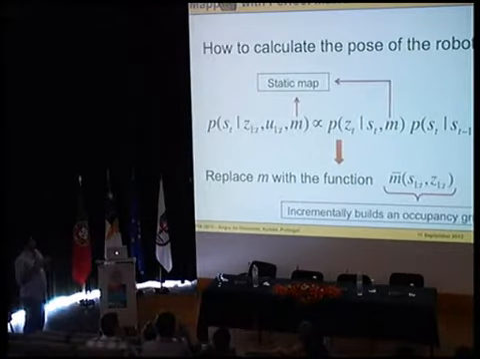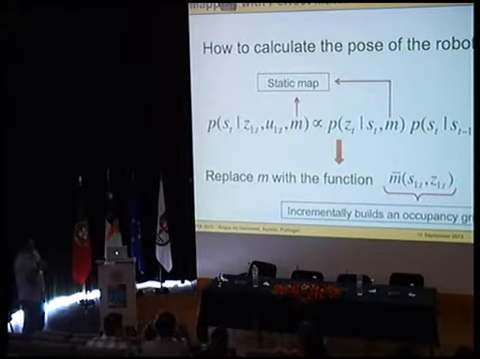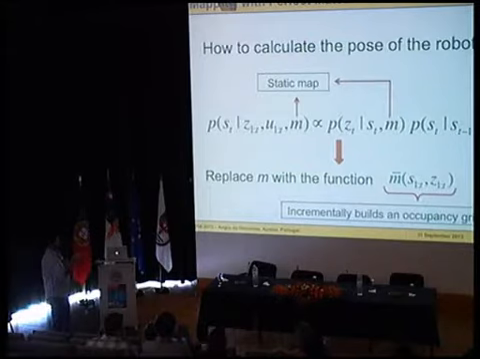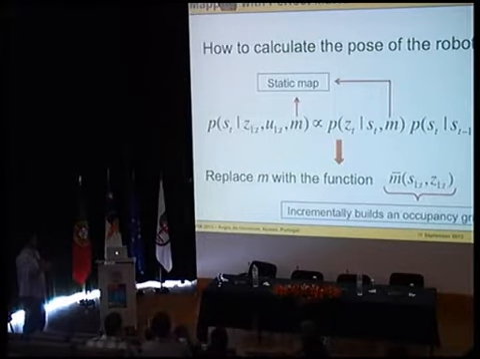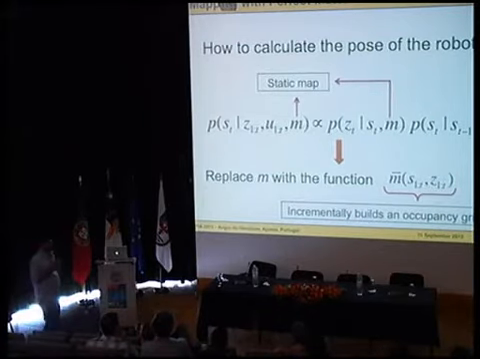Next, how can we do mapping? I think this is a typo over here. How can we do mapping with a perfect match? Well, if you remember the initial formulation, we have a static map. So if we are building a map, we can replace this static map with a function that incrementally builds a map. Given the current position and the measurements, we can incrementally build an occupancy grid.